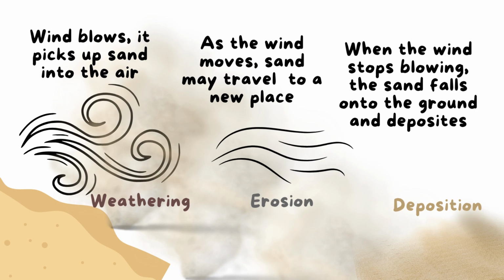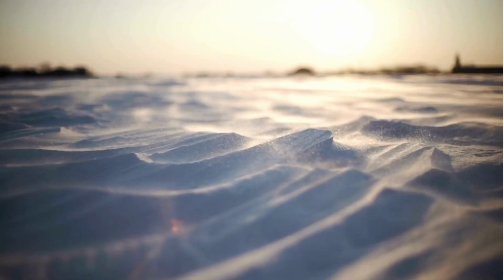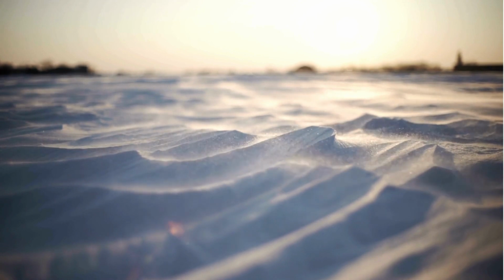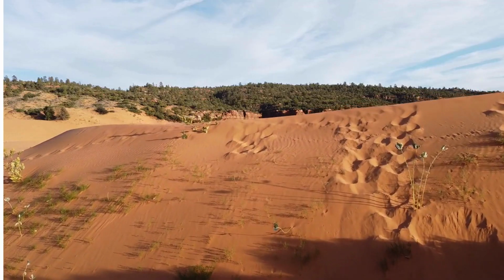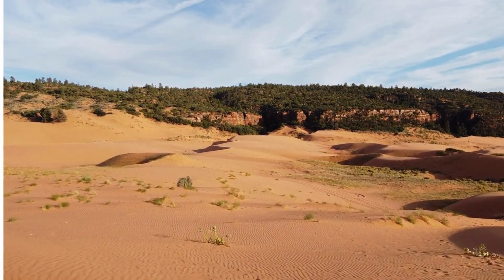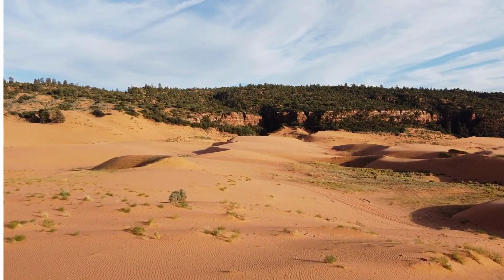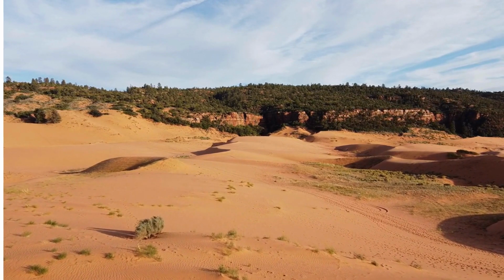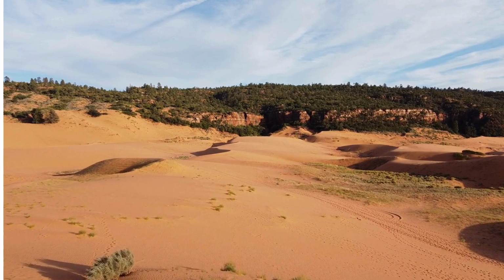As you see here, the wind blows and carries the sand, so this is erosion. It takes this sand to another place, and when the wind stops blowing, the sand falls in this place and is deposited in this place, and this is the deposition. As you see here, the sand is deposited in the desert, forming sand dunes.